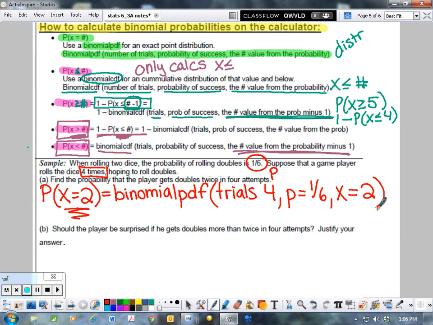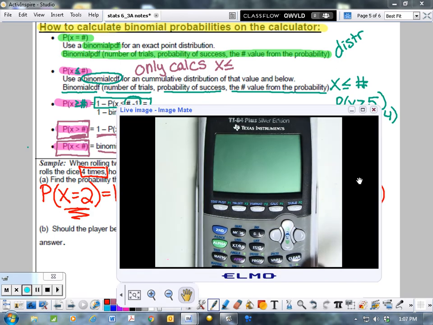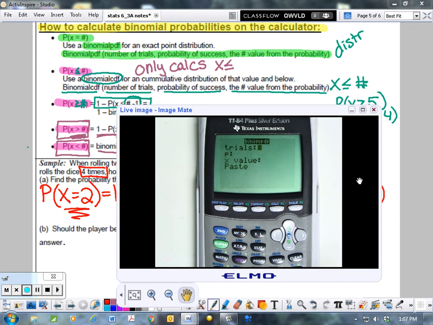And so we're going to put that in our calculator. Let's go ahead and look at that on the calculator. I'm going to turn on the calculator. I'm going to go into the distribution menu. I'm going to go down to binomial PDF. So here's my binomial PDF. My trials was 4. My probability of success was 1/6. And my x value was 2. I plug it in, and it gives me my answer, 0.1157.